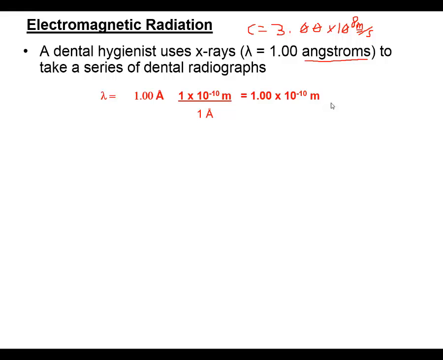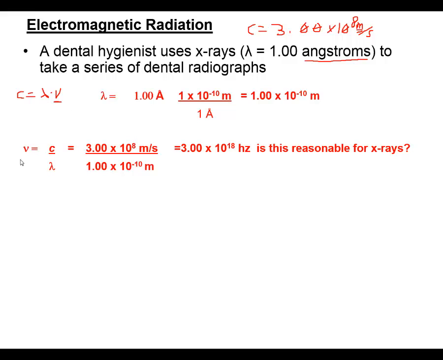Now I'm using my equation that the speed of the electromagnetic radiation, c, is equal to wavelength, using the Greek letter lambda, times frequency, using the Greek letter nu. What I'm going to do is solve for the unknown variable. I'd like you to solve for the frequency here, the Greek letter nu. So I come up with the following equation: nu is equal to the speed of light divided by wavelength. I just divided both sides by lambda to solve for my algebraic variable. So I put in my speed of light, 3.00 times 10 to the 8th meters per second, and my wavelength is 1.00 times 10 to the negative 10th meters, which we solved for up here.